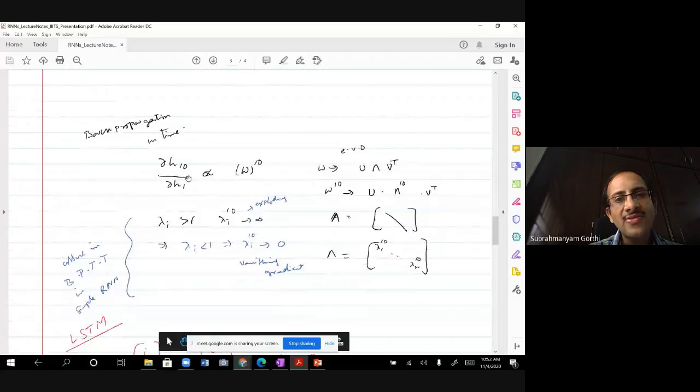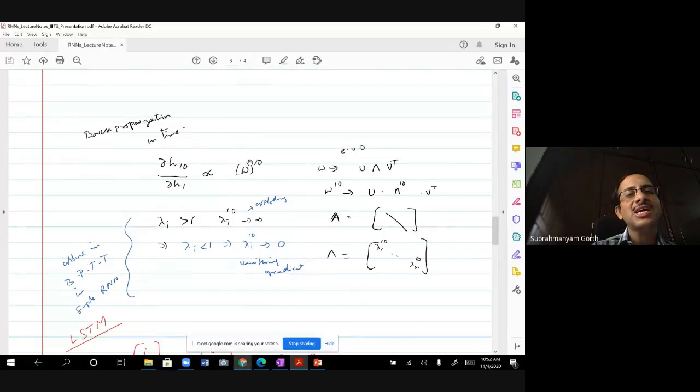If I do this, there will be 4 W transpose terms involved, because dou h t by dou h t-1 has one W transpose. Similarly, dou h t-1 to dou h t-2, another W transpose, and so on. So I have 4 W transposes. Similarly, dou h10 by dou h1 will have 10 W transposes.